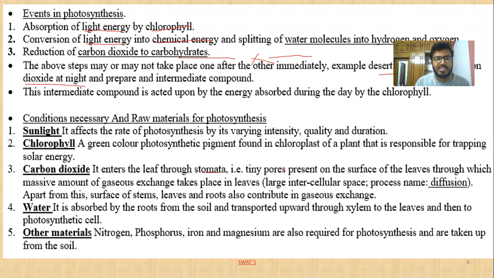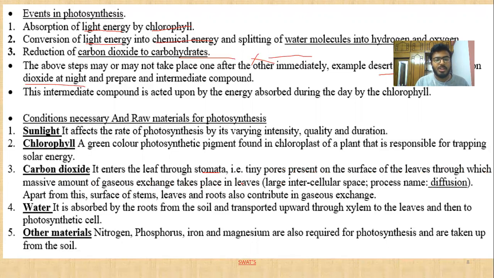Okay, stomata. I'll show you the photo of stomata. There are open stomata and closed stomata. You have already learned this last year. When you see the figure you'll remember. There is turgid and flaccid. Stomata are tiny pores present on the surface of the leaves through which a massive amount of gaseous exchange takes place in leaves.